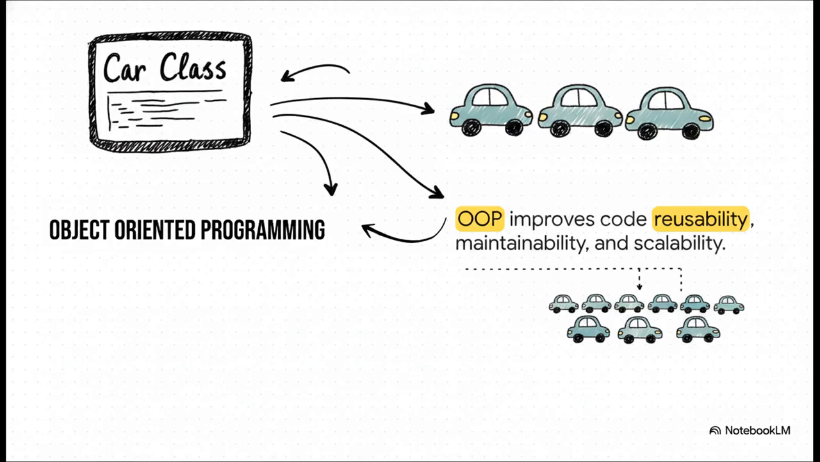Well, setting up classes and objects massively improves code reusability, maintainability, and scalability. It fully supports the DRY principle, don't repeat yourself. If you need 100 cars in a video game, you definitely don't write the code 100 times. You write one class and you instantiate 100 objects. This is what allows teams of developers to build massive, scalable applications where code is organized into logical, manageable units.